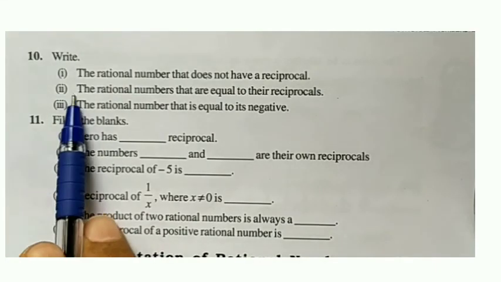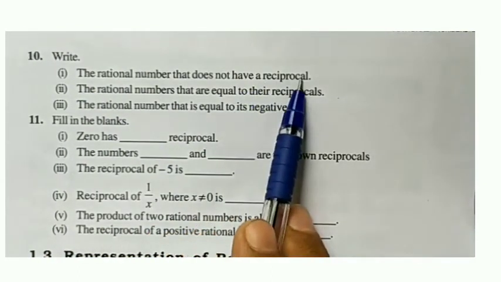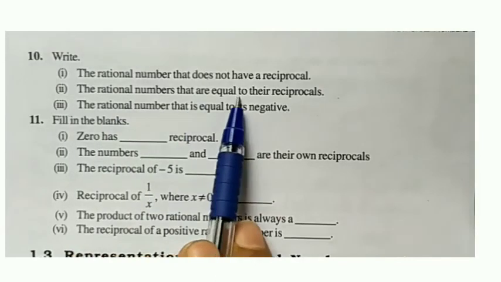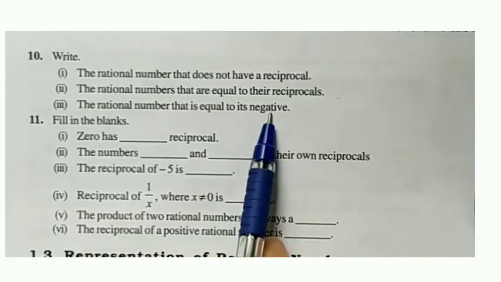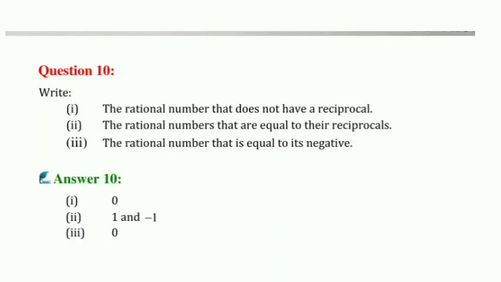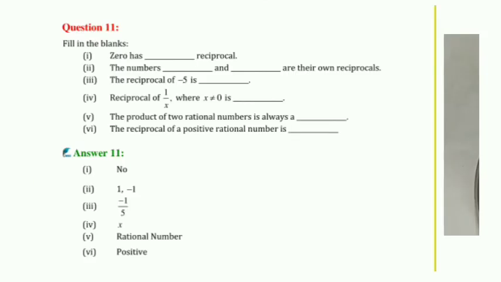The 10th question, here you have to write the rational number that does not have a reciprocal, the rational numbers that are equal to their reciprocals, and the rational number that is equal to its negative. For these questions I directly gave the answers here, try to write them down. In the 11th question also there are fill in the blanks. For these questions also I gave direct answers. Try to write them down in your fair book.